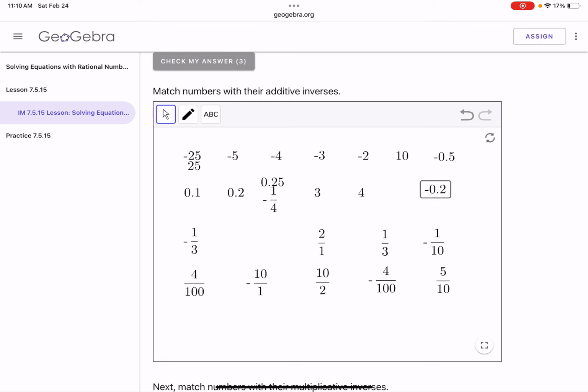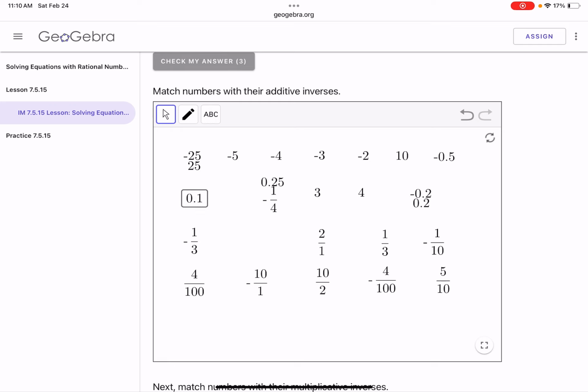Let's do one more. What would I add to a negative 0.2? Well, I need a positive 0.2. Does anyone see a positive 0.2? Yep, there it is. These two added together give me 0. These are all additive inverses. If you want, take a few minutes and see if you can figure that out.